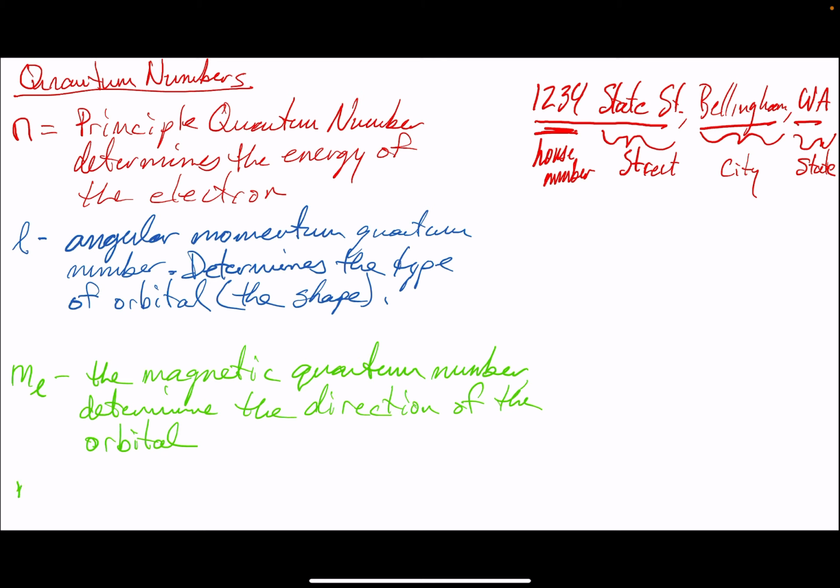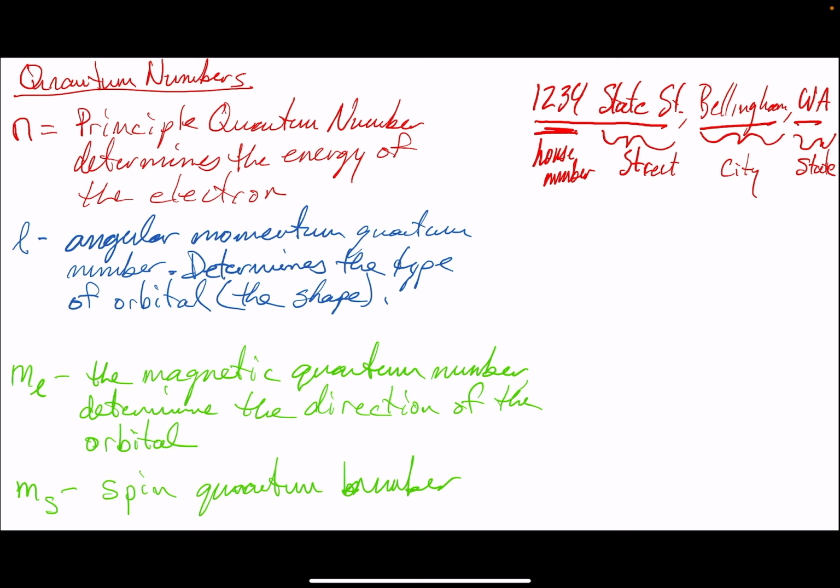The last quantum number is the m sub s quantum number. And this is the spin quantum number. And we'll see that the spin quantum number is only going to be allowed two values, one of two options. And so this one will be the easiest one for us to determine when we work through permutations and options.